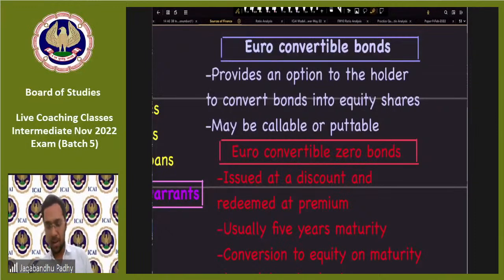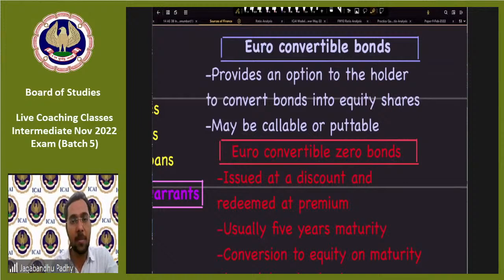Definitely, sir. They will be getting converted to equity shares, right? They may be getting converted to equity shares. So your debentures will automatically become equity shares. The same way, euro convertible bonds are also on similar lines, in which this provides an option to the holder to convert the bonds into equity shares. So the bonds will give you an option to convert those bonds to equity shares.